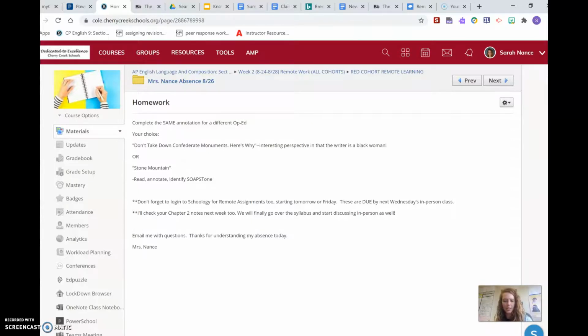Again, annotation guidelines are the same. Like I said, I'll check your Chapter 2 notes next time we see each other in person. We'll finally go over the syllabus and talk about how I grade in this class. You can email me with questions as far as keeping dates straight and due dates straight.